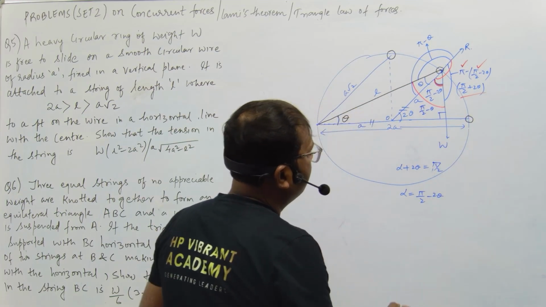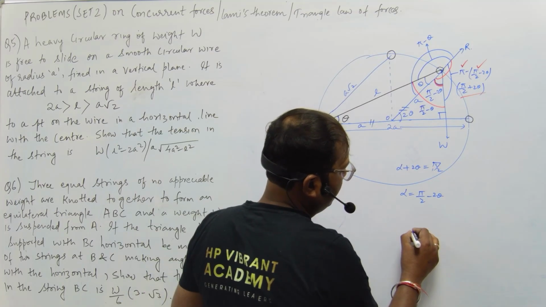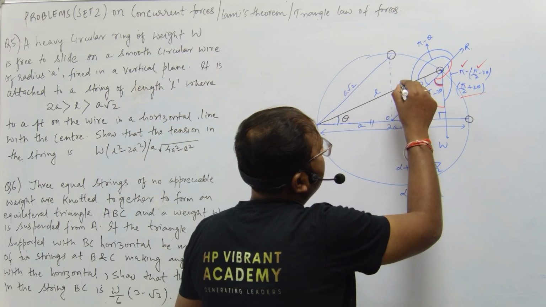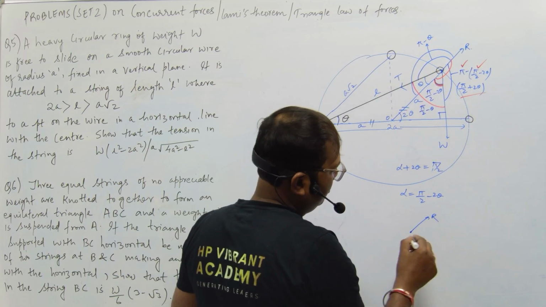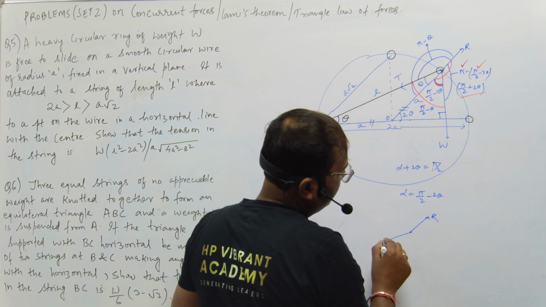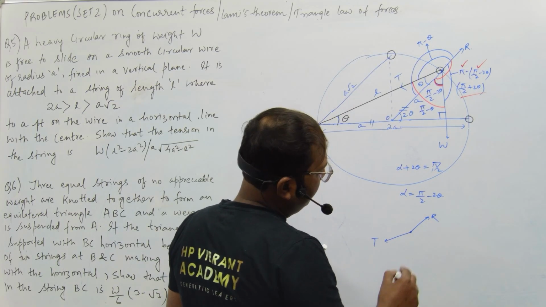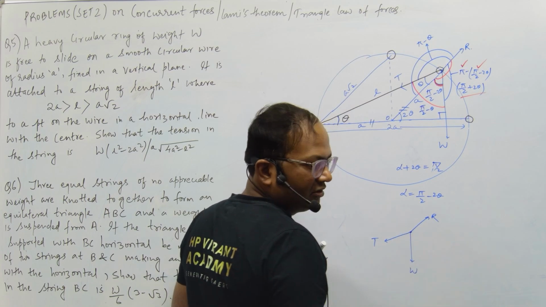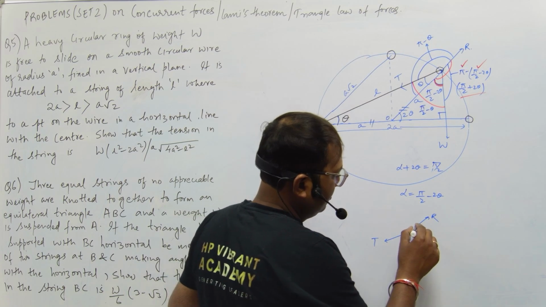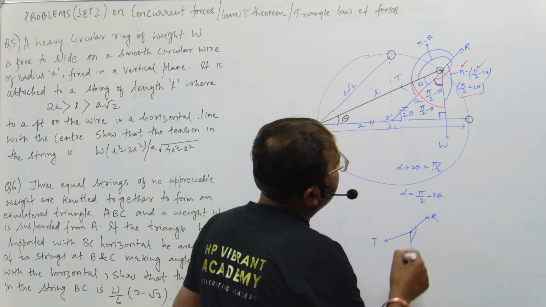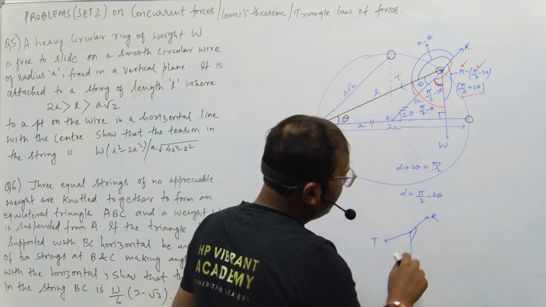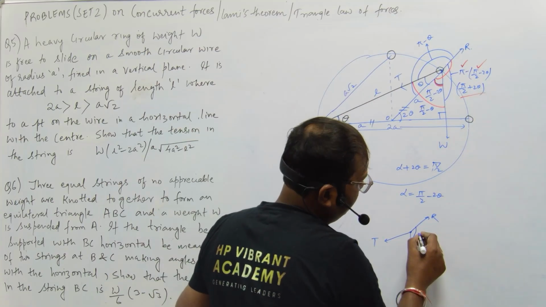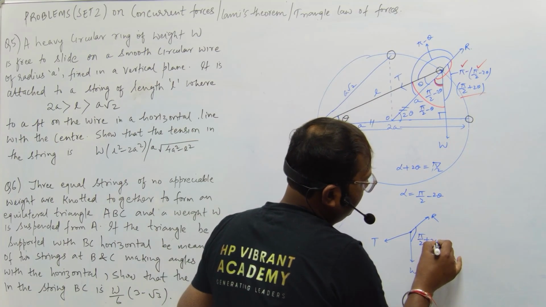Let us analyze the point P. We have the reaction R here, and this is our string. Let us consider the tension in the string as T, and we have the weight as capital W. Let us find these angles. The angle between R and W is pi by 2 plus 2 theta.